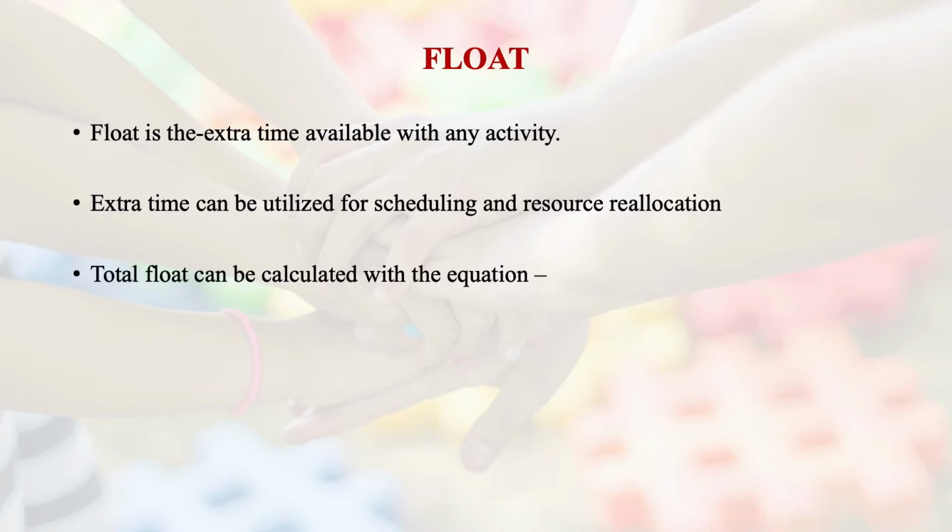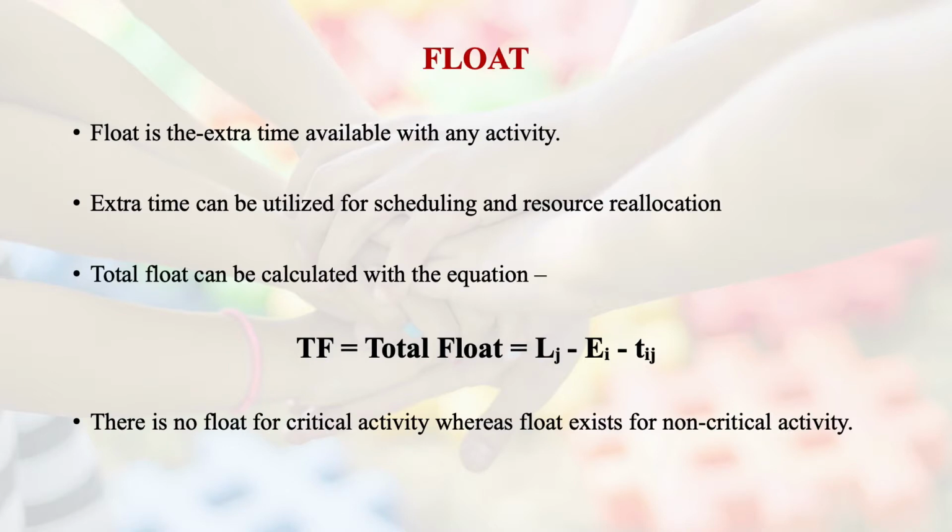So the total float can be computed with the equation: total float equals the latest occurrence time minus the earliest occurrence time, minus the T i to j. Okay, so this is the way it is computed. There is no float for critical activities, whereas float exists for non-critical activities only.